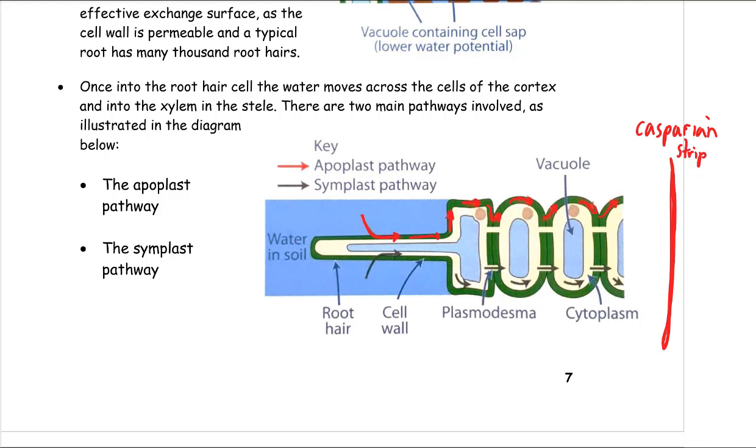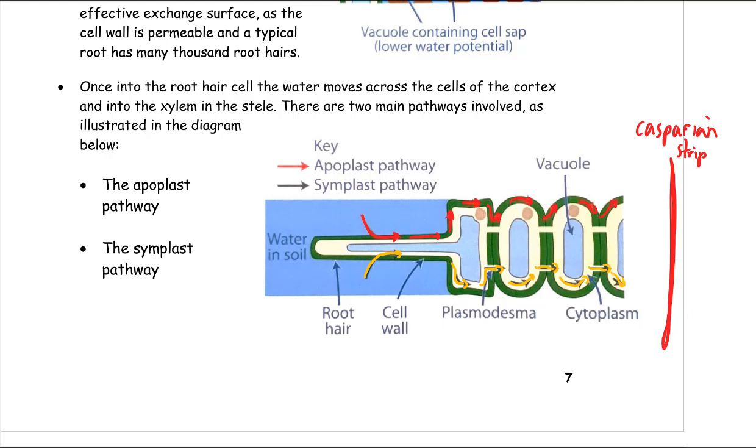The symplast pathway is slightly different. It's represented by this brown arrow, where it goes into the cytoplasm of the cells and the water moves through the cytoplasm by osmosis.